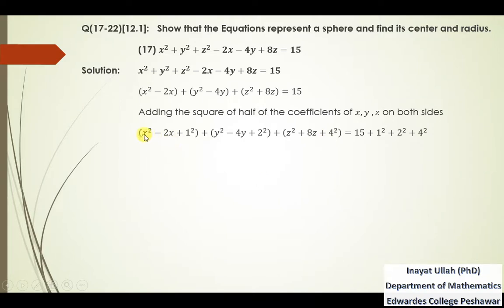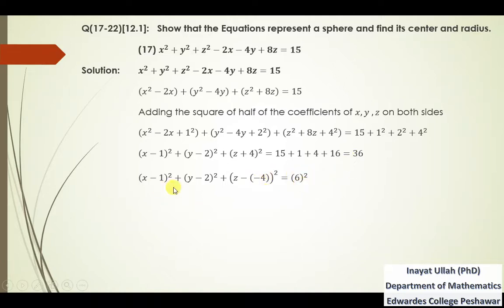Now from here, x square minus 2x plus 1 square is x minus 1 whole square, and y square minus 4y plus 2 square is y minus 2 whole square, and this is z plus 4 whole square, and that side is 15 plus 1 plus 4 plus 16 is 36. So that is x minus 1 whole square, y minus 2 whole square, and this plus can be written as z minus of minus 4 whole square, and 36 can be written as 6 square.